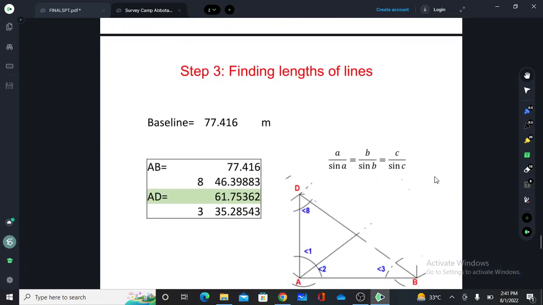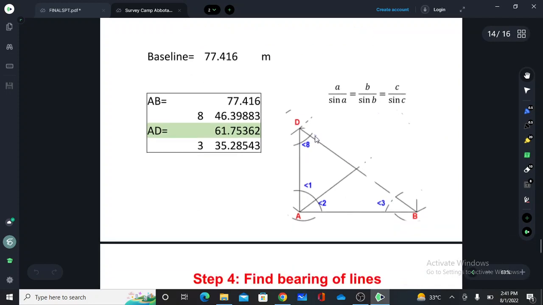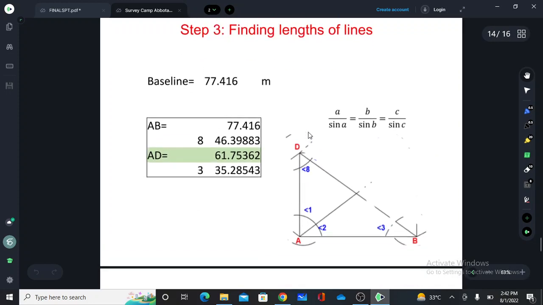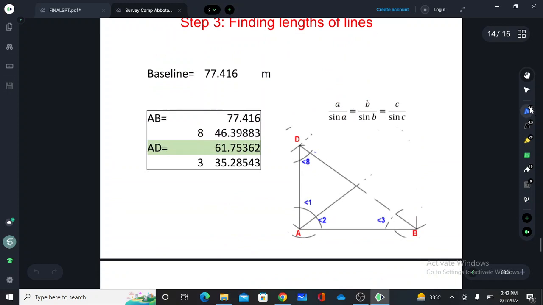Then comes the process of finding the length of the line. We will use the sine rule, which says that a over sine A should be equal to b over sine B. I'll draw it here. If I have a triangle, and this is angle A, the length of this side is a.